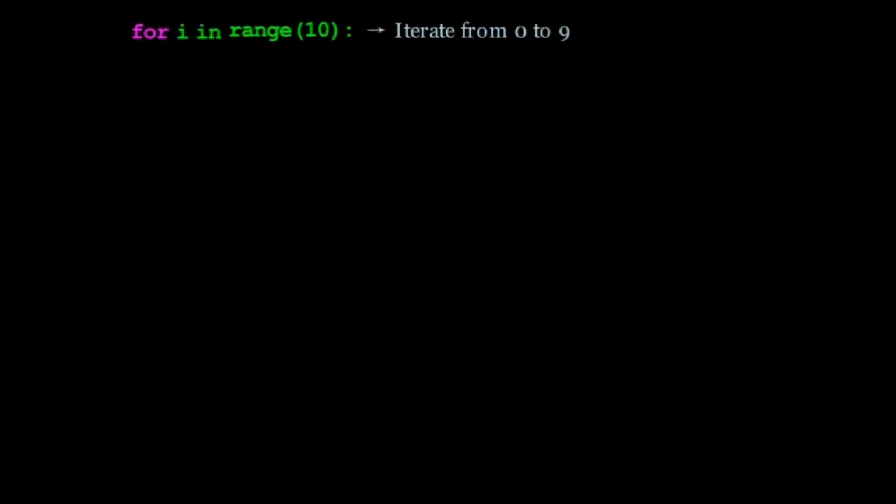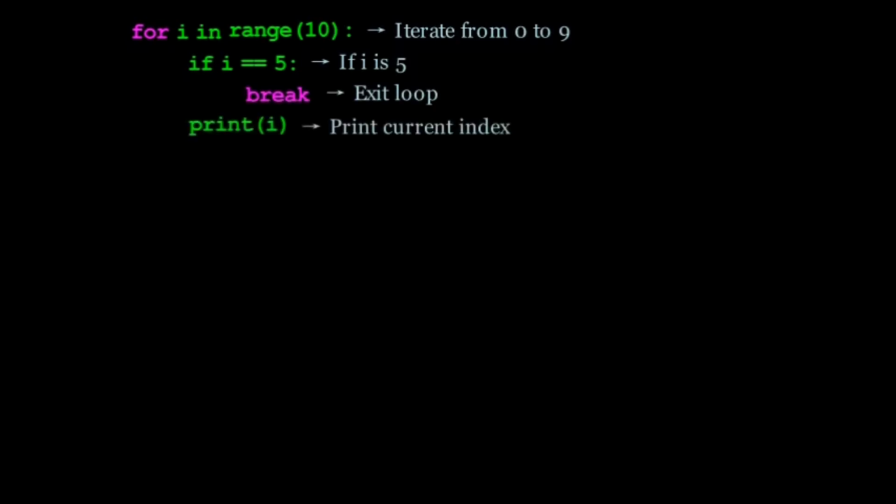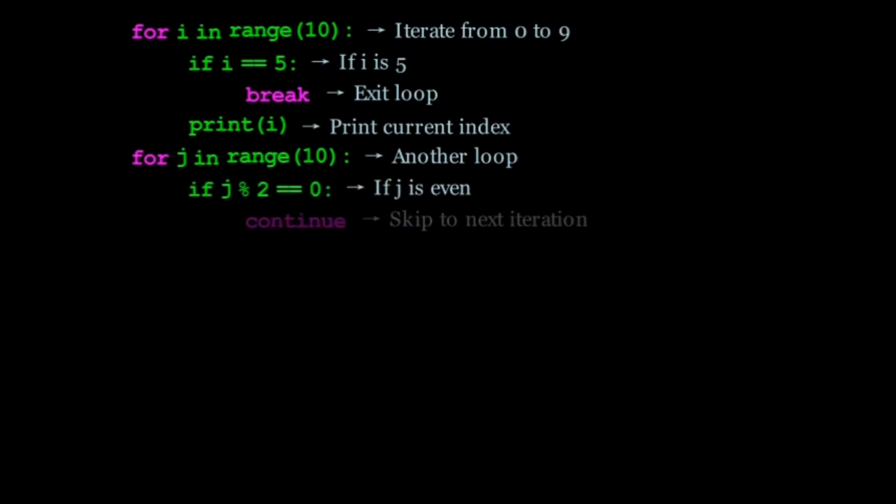In the first example, we iterate from 0 to 9. But when i equals 5, the break statement immediately exits the loop. In the second example, the continue statement skips the print instruction whenever j is even, resulting in only odd numbers being printed.